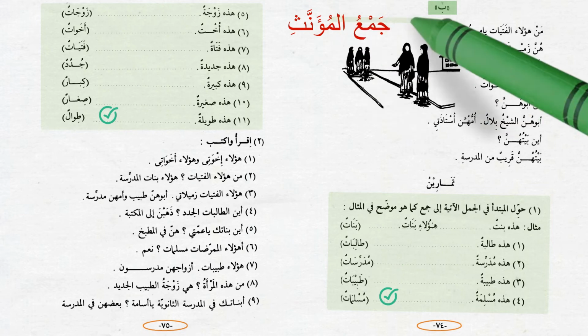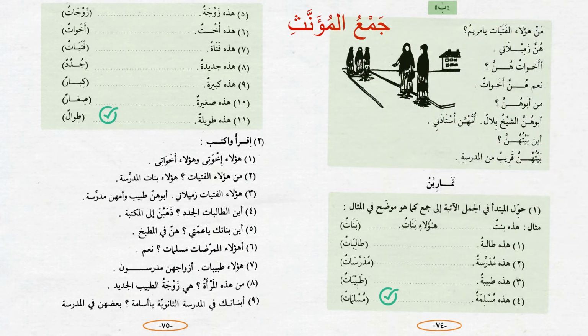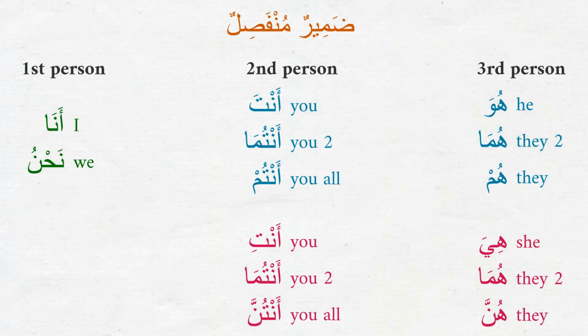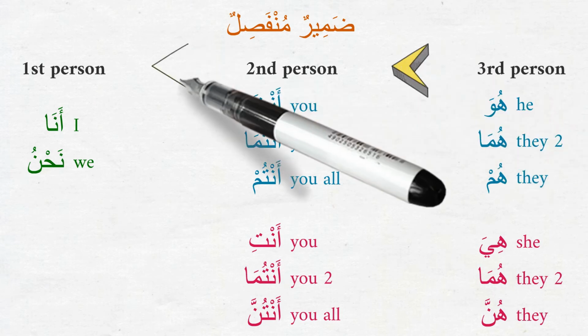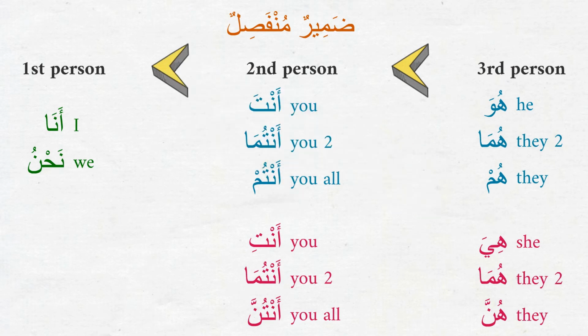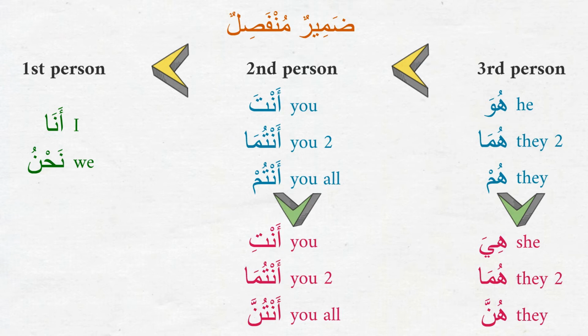We can next go over the main text of this part of the lesson. But before doing that, let's do our usual drill with the DHOMEER tables because we will start using a new DHOMEER from today. This is the table for DHOMEER MUNFASIL, detached pronouns, in the same order as before from third, second, and first person, from right to left, and from mudhakkar to muannath from top to bottom. Let's read them together a couple of times.